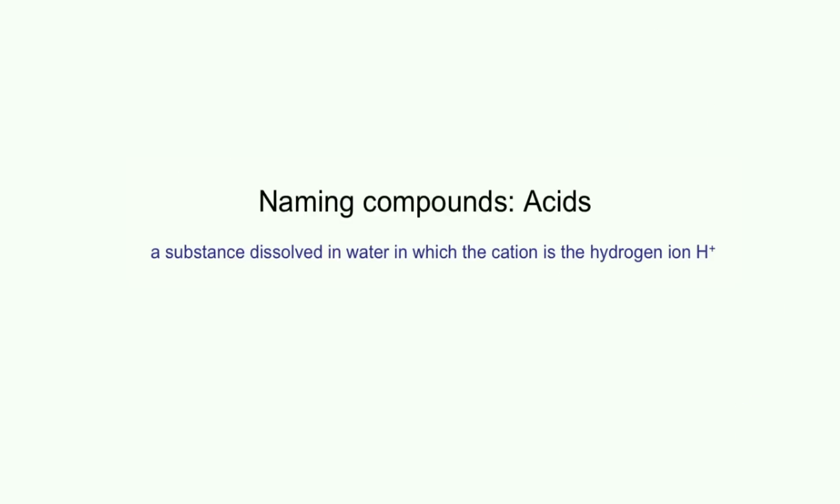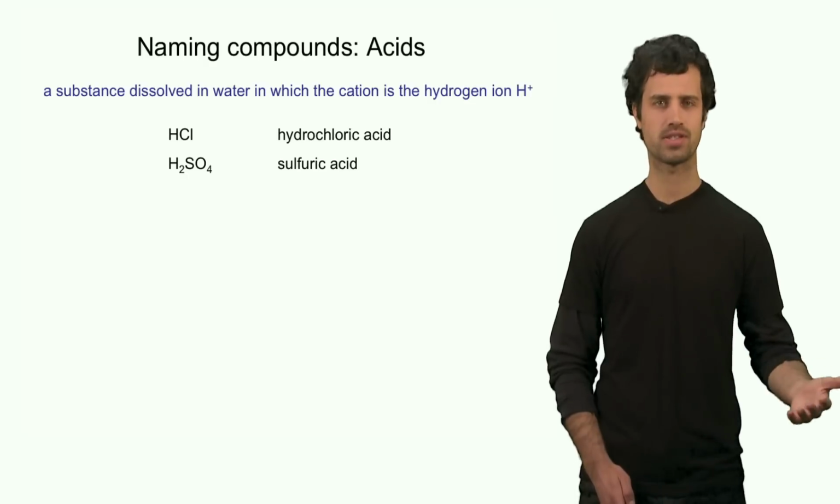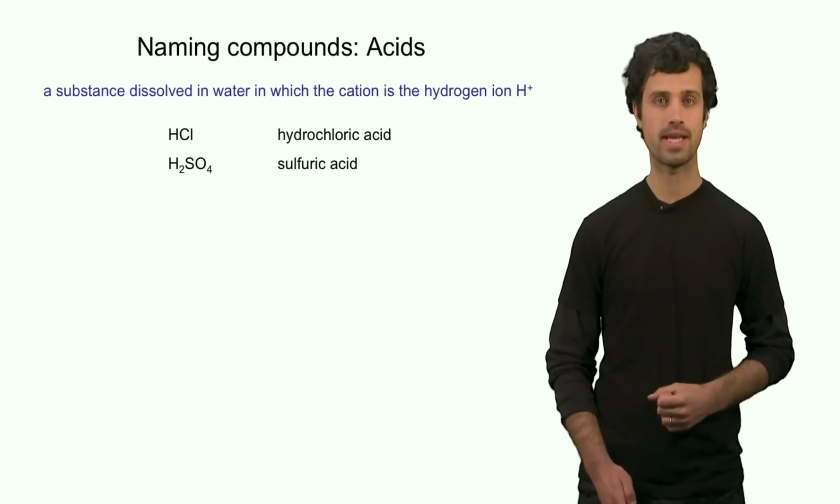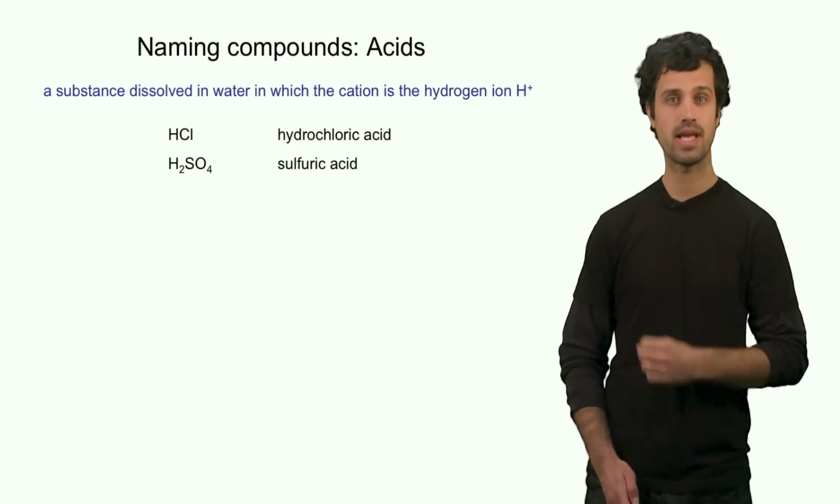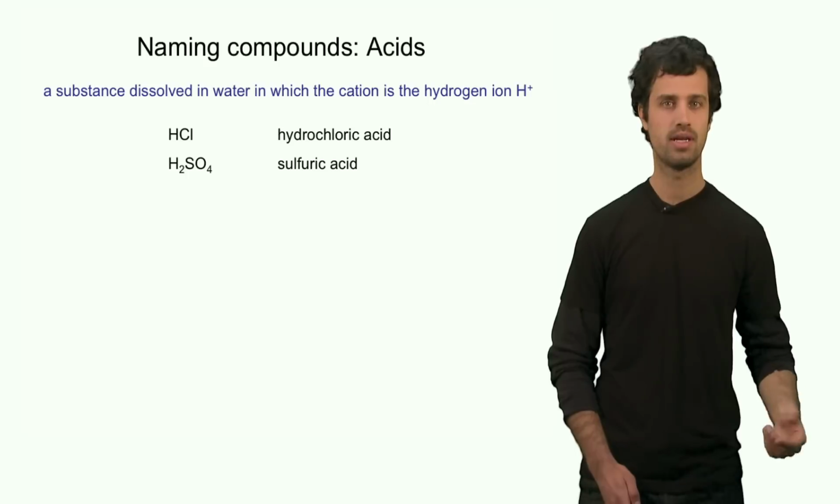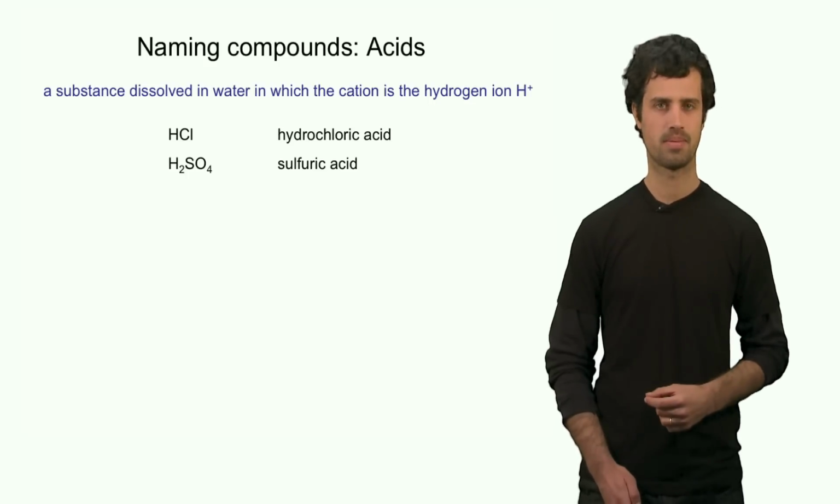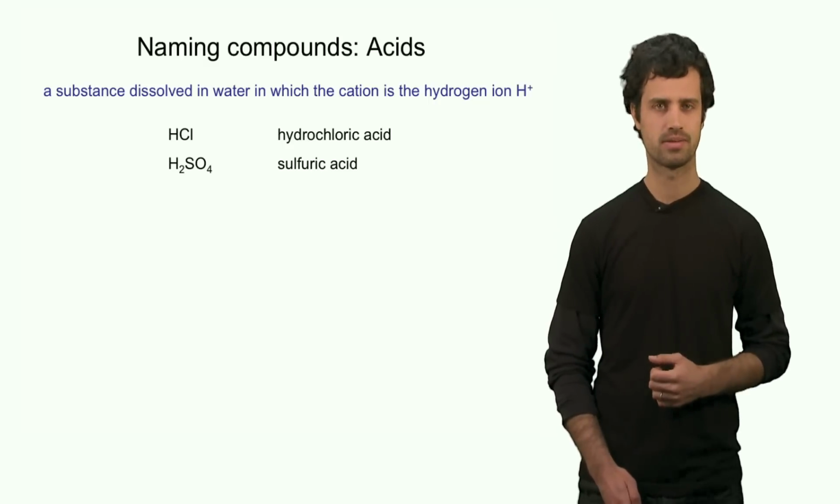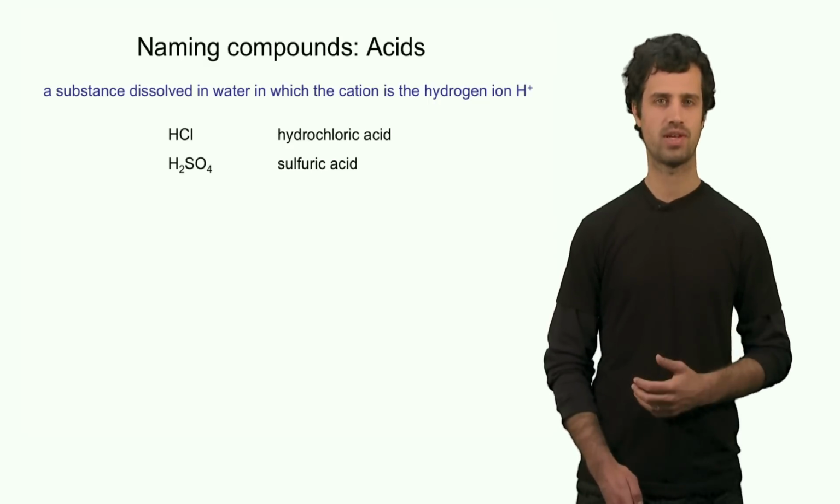Let us now look at another important class of compounds. These are called acids. And acids are substances that when they are dissolved in water, they generate a H+ cation. How do we recognize acids? Well, it's not that hard. The chemical formula of acids starts with an H. For instance, HCl is an acid because it starts with an H. This is hydrochloric acid. The next one also starts with an H. This is sulfuric acid. How do we name these acids?